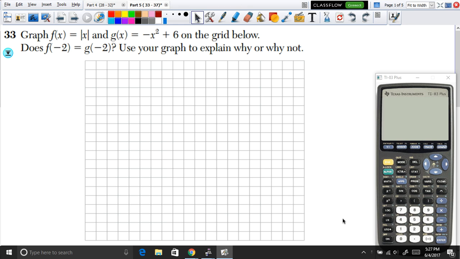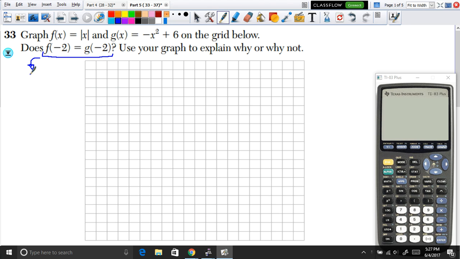Now here in example 33, they're asking us to graph f of x, which is the absolute value of x, on the grid which we have here. And now the question is, does f of -2 equal g of -2? And we've got to explain using the graph.